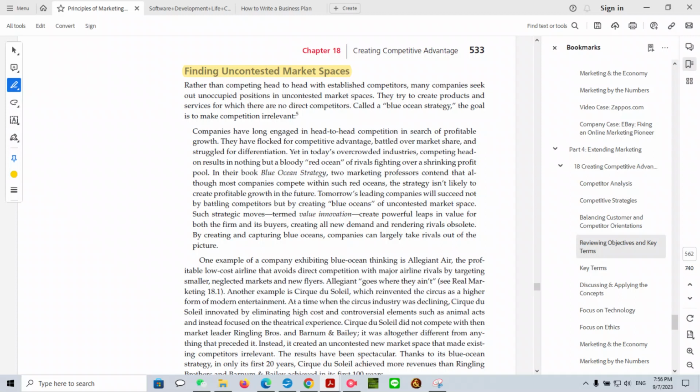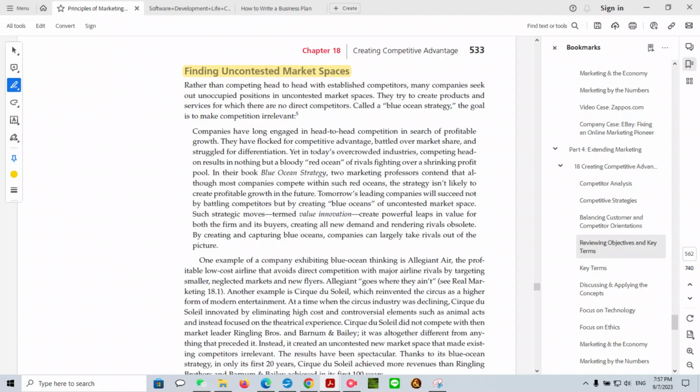Once the demand grows high enough and other companies get involved, we have a contested market space. So basically, uncontested means that you have very little to no competition in that market, and contested means you have competition, from some to high competition, in that market.